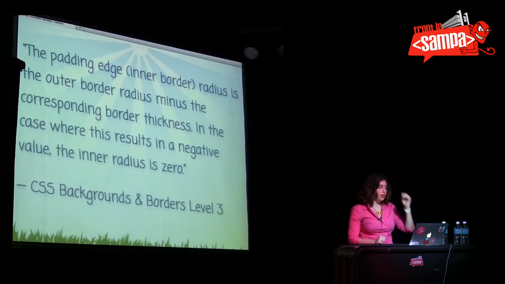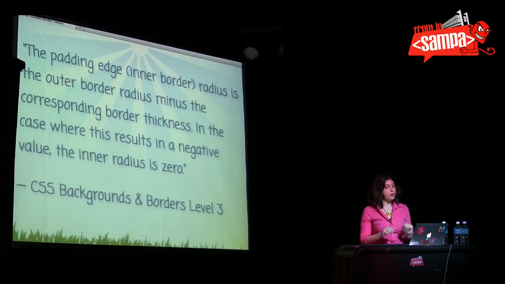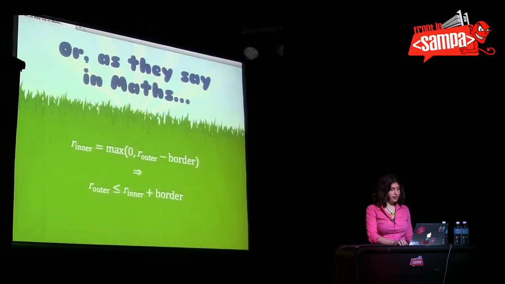This is how it's phrased in the specification. The padding edge inner border radius is the outer border radius minus the corresponding border thickness. In the case where this results in a negative value, the inner radius is 0. Even though naming it border radius did have a reason, most people in the CSS working group would agree today that it was a bad idea, and it should be named corner radius. But oh well, we're stuck with it now. And this is how it looks in math, if you find that easier to understand.